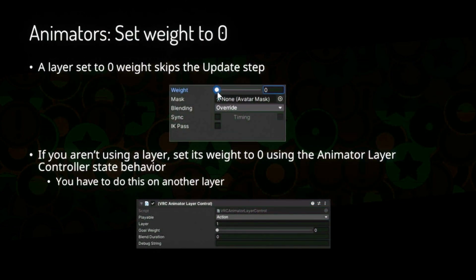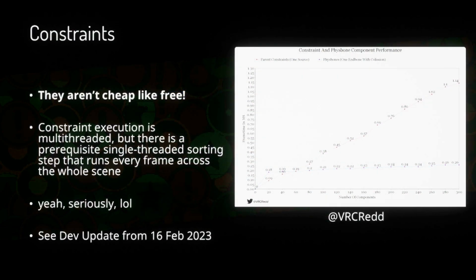Next up, setting weight to 0 on unused animators or animator layers. If you have an animator layer and it's set to 0 weight, it never gets called in the update step for the animator, so it just doesn't run because it doesn't need to. Its weight is 0. So if you're not using a layer in your animator, please set its weight to 0 using the animator layer controller state behavior. You will have to do this in another layer. This is kind of a smaller tip. It only really applies if you're handcrafting your own animators.